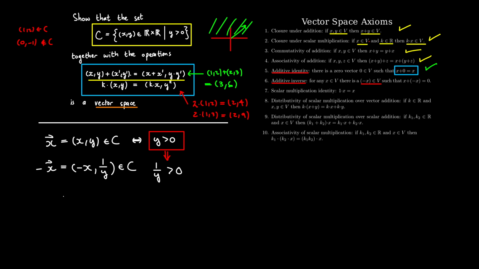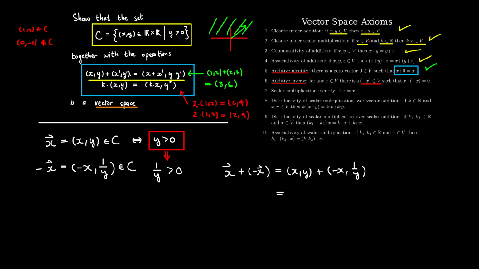And so let's add them and check that we get what we want. Here we'll have x plus negative x equals the 0 vector. Sorry, not 0 vector, let's calculate that. So it's going to be x comma y plus negative x, which is negative x, 1 over y.